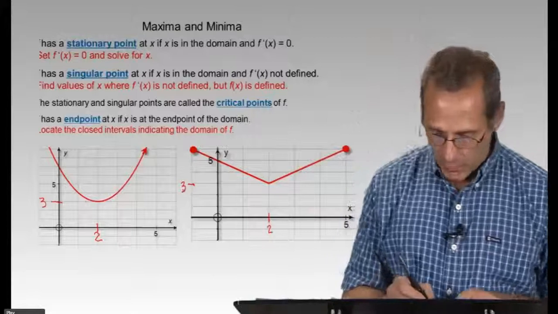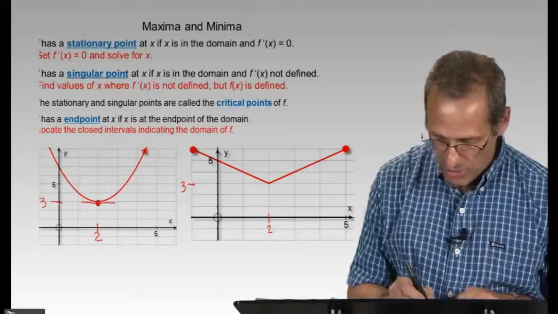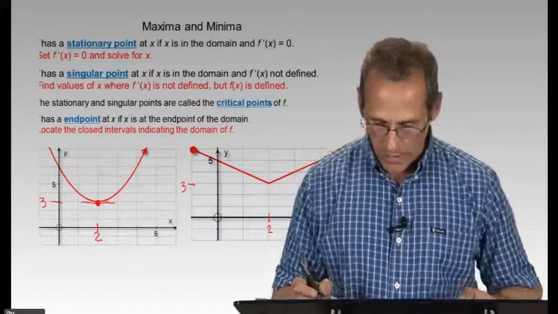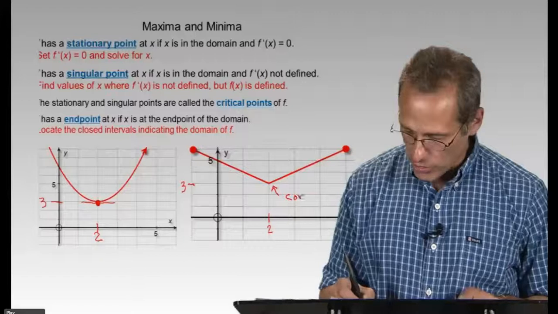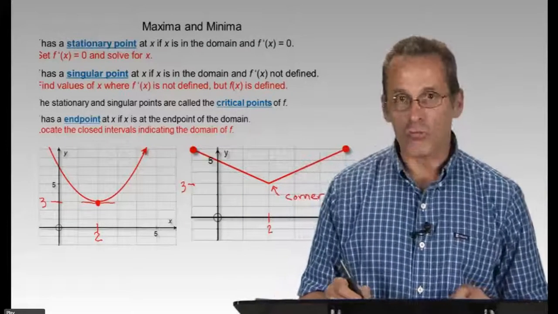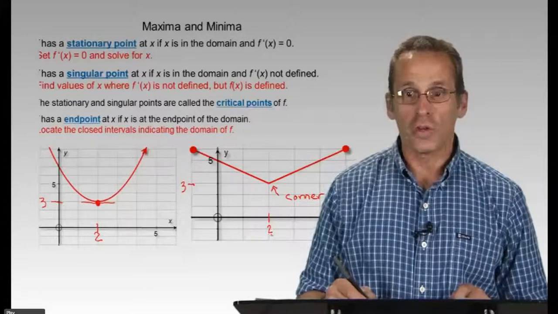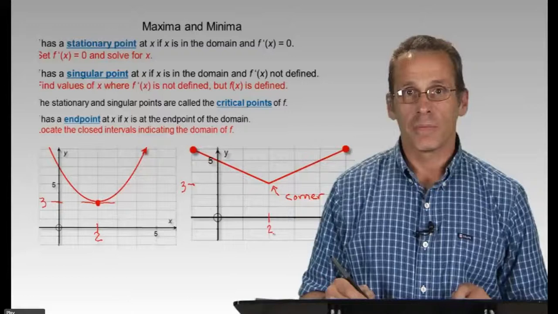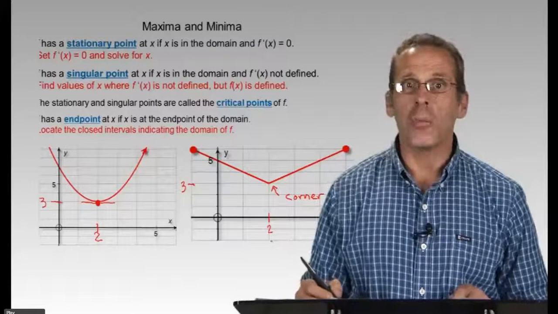For the stationary point, the derivative is the slope of the tangent line, which is 0. While for the singular point, we have a sharp corner. And this corner results from a slope left and right of x equals 2 on this curve being -1 and 1 respectively. So there is no derivative at x equals 2, and yet the point is in the domain.